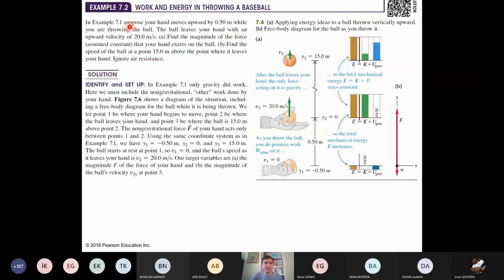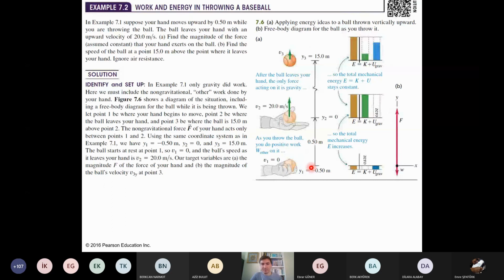Suppose your hand moves upward by 0.5 meter while you are throwing the ball. The ball leaves your hand with an upward velocity of 20 meters per second. Find the magnitude of the force, assumed constant, that your hand exerts on the ball. Find the speed of the ball at a point 15 meters above the point where it leaves your hand. Ignore air resistance.